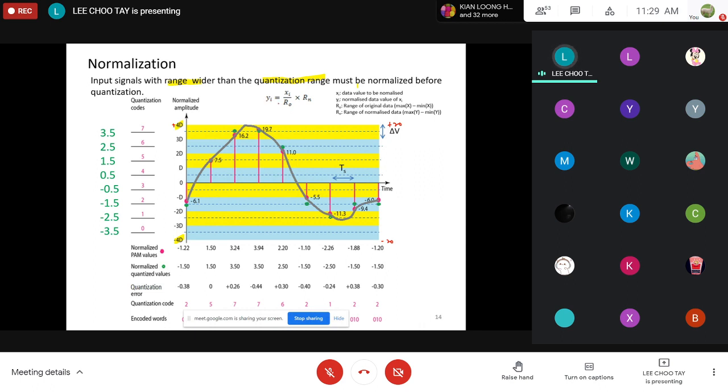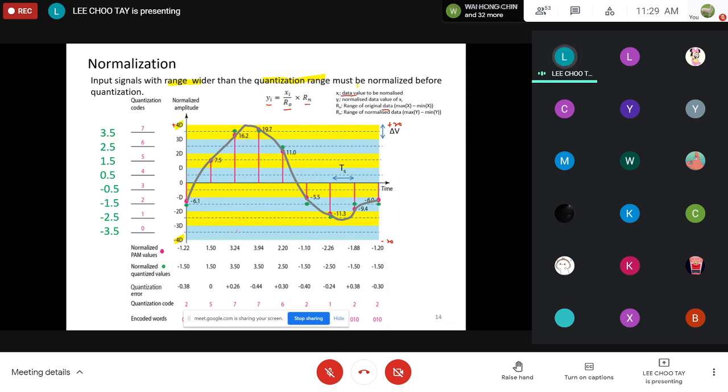All right, so how do we normalize it? We normalize it by taking the range of the original data and also the range of the normalized data. So the output of the normalization process, I call it yi, is equal to the data that you want to normalize, xi, divided by the range of the original data, and then multiplied by the range of the normalized data. That will give you your yi.